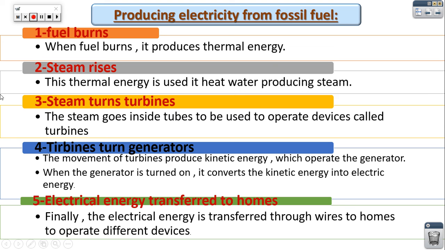So don't forget that the turbines change the thermal energy from heating water into kinetic energy, but the generators change the kinetic energy into electrical energy.